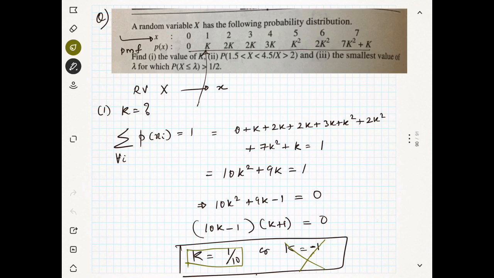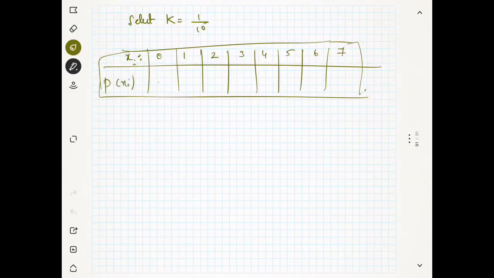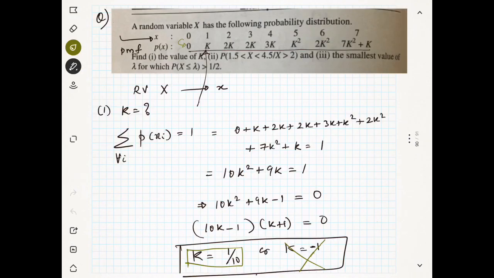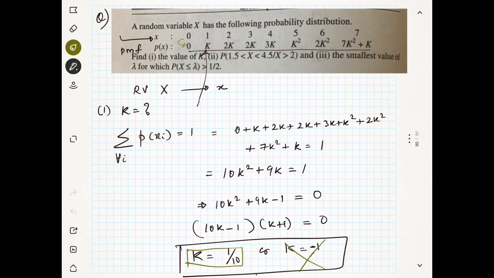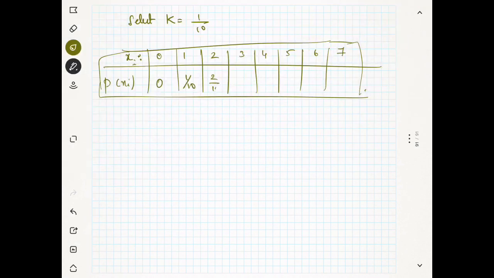For x equal to 0, you see here it is 0, so no change, 0. And the second one, it is k, and k is 1 over 10, so it is 1 over 10. Similarly the next one, for 2 it is 2k from the question, so it is 2 over 10. Similarly for 3 you will get 2 over 10. And for 4 you will get 3 over 10. Then for 5 you will get 2 over 100.